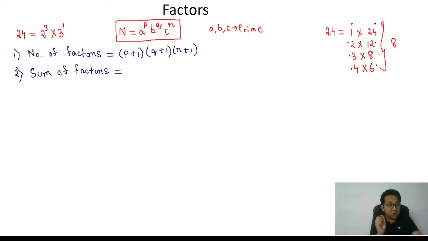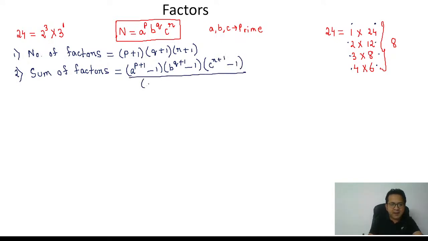But if the number is big, what is the formula for sum of factors? Sum of factors is given by a to the power p plus 1 minus 1, into b to the power q plus 1 minus 1, into c to the power r plus 1 minus 1, divided by a minus 1 into b minus 1 into c minus 1. Are you able to recollect this?